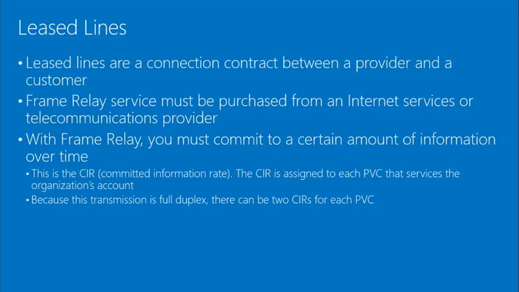Leased lines. This is fancy terminology for the fact that you've bought a connection from a provider. So a client or a customer purchases a connection from a provider. This connection contract is referred to as a leased line. Frame relay service must be purchased from an internet service or telecommunication provider. With frame relay, you must commit to a certain amount of information over time. This CIR, committed information rate, services the organization's account. But because the transmission is full duplex, there can be 2 CIRs for each PVC.